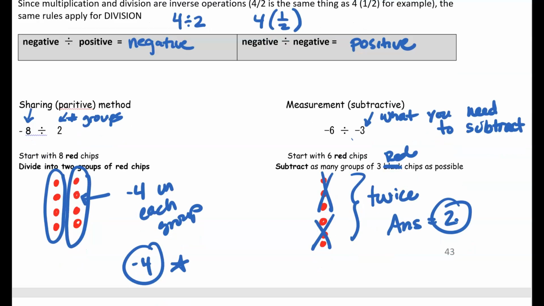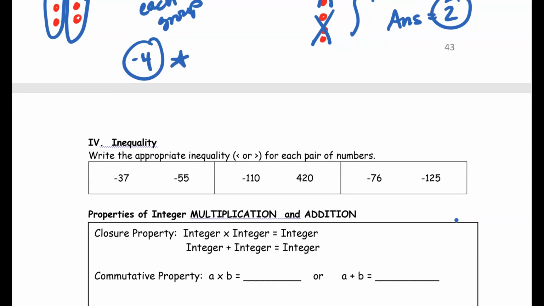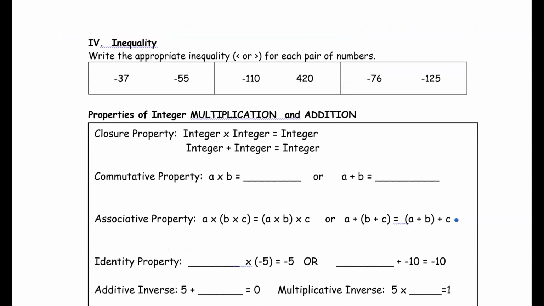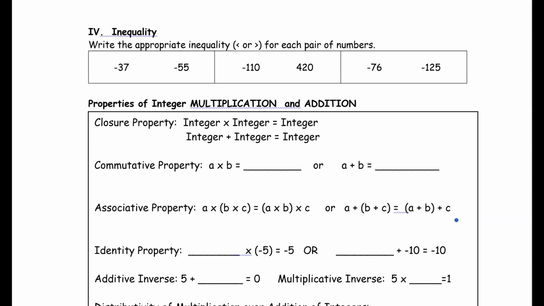All right, so we've got one more page. Let's check out the next page. So we're going to talk about some inequality signs and properties, and then some mental calculation and approximation. So with inequality, we're trying to order these numbers. So how could we do this with students?